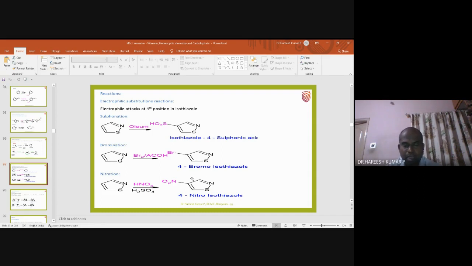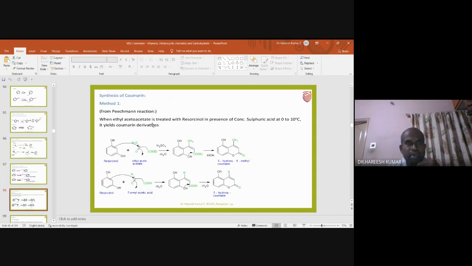What is thiazole, how thiazole is prepared, and what the electrophilic substitution reactions and reduction reactions are. Similarly, we also discussed what isothiazole is, how it is synthesized, and what its electrophilic substitution reactions are. So now I will move to another heterocyclic moiety, that is, the synthesis of coumarins.